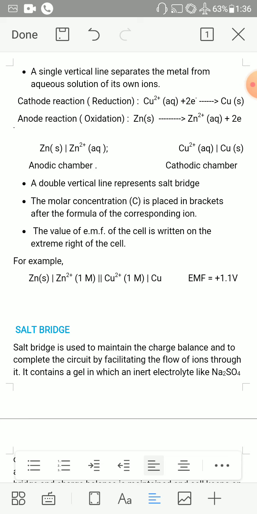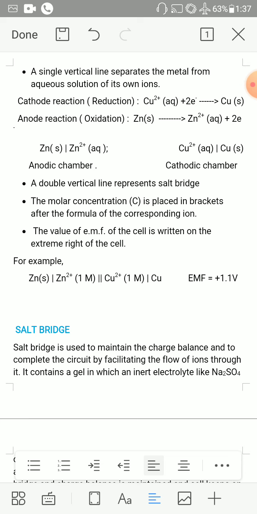And in this cell, in the anode reaction, an oxidation reaction takes place. So zinc from the zinc rod loses 2 electrons to form Zn2 plus, and Zn2 plus ion comes into the zinc sulfate solution. So from the zinc rod, a zinc atom releases 2 electrons to form Zn2 plus ion, and this Zn2 plus ion comes into the zinc sulfate solution. So this is oxidation.